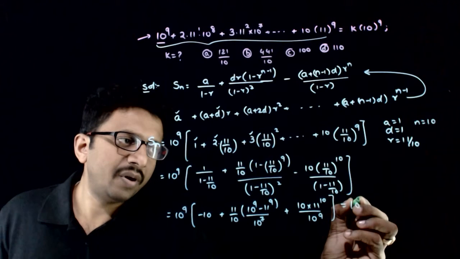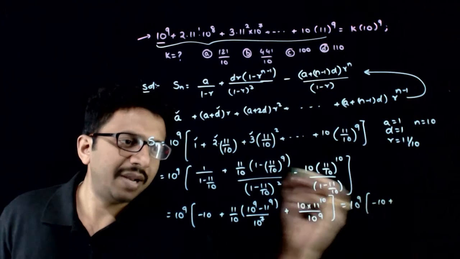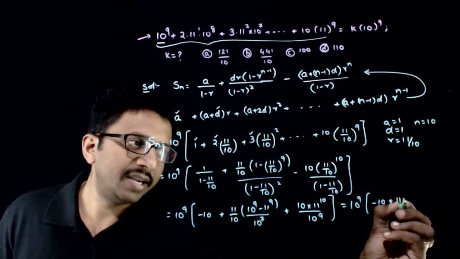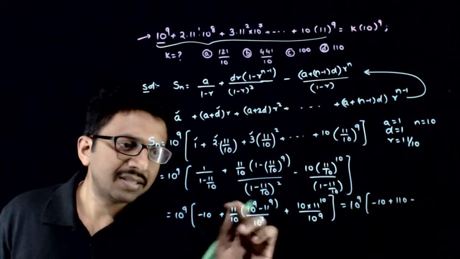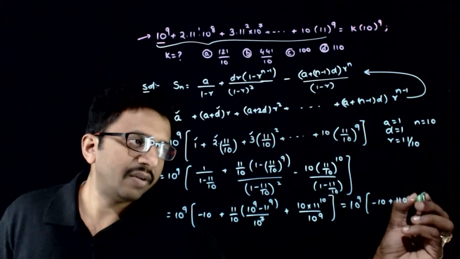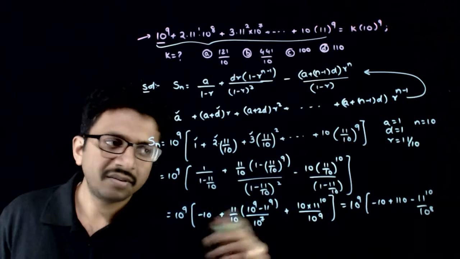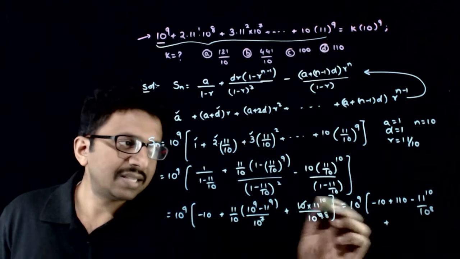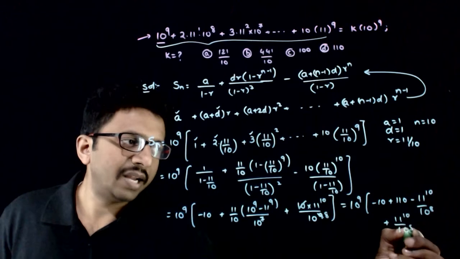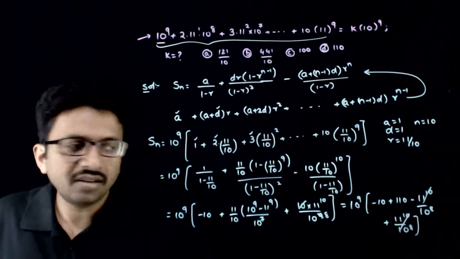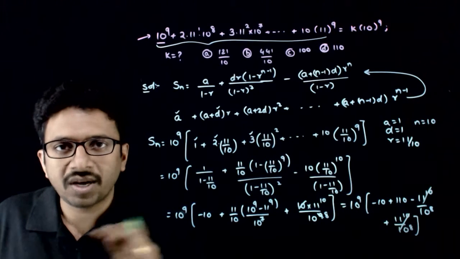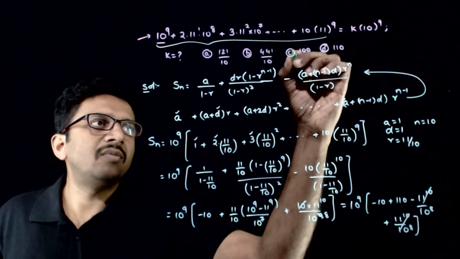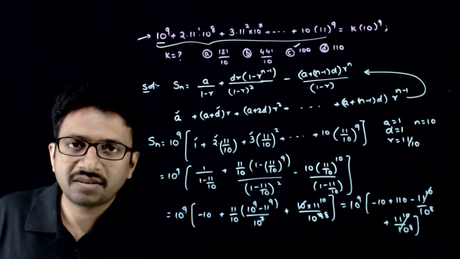So that is equal to 10^9 times [−10 + 11 × 10^9/10^8, that is 110, − 11^10/10^8 + 11^10/10^8]. The 11^10/10^8 terms cancel. So −10 + 110 is 100, and 10^9 times 100 is the answer. Hence k is equal to 100, and C is the right answer. Thank you.